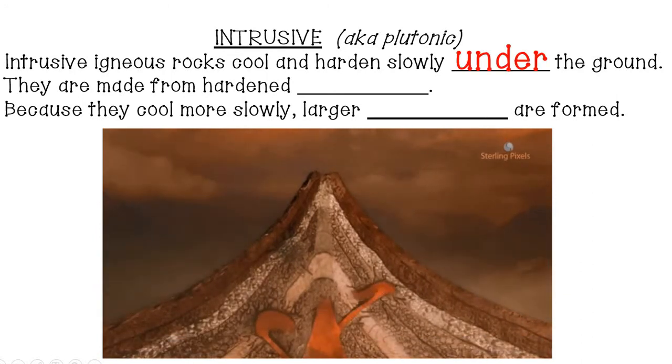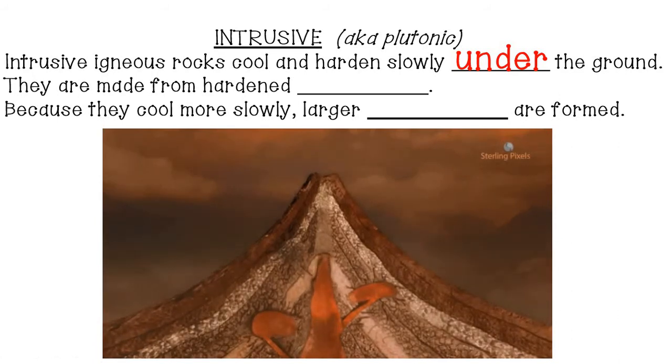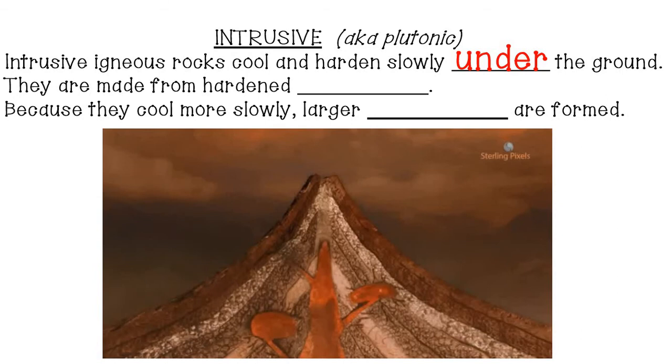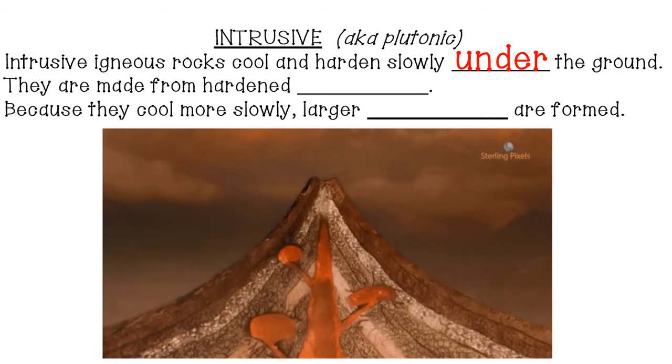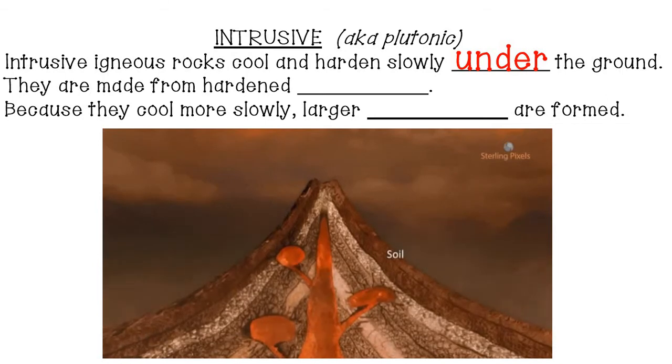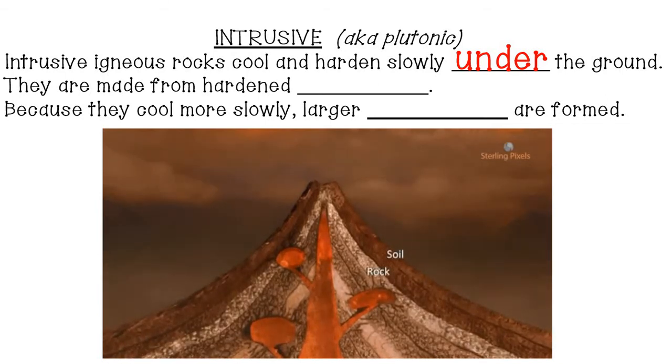So here in our video footage, we can see the inside of a volcano. And sometimes that magma will not have enough pressure to actually reach the surface of the volcano. Or part of it might erupt, but part of it might get stuck inside of the volcano and not come out. So they're going to be made from hardened magma.